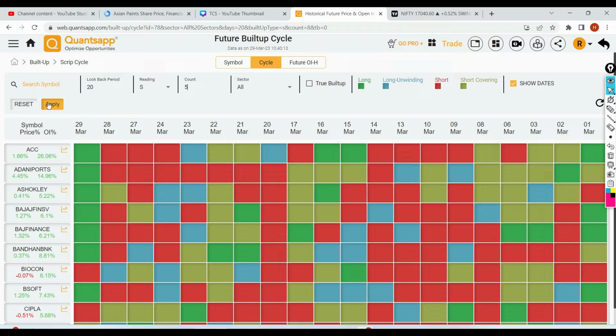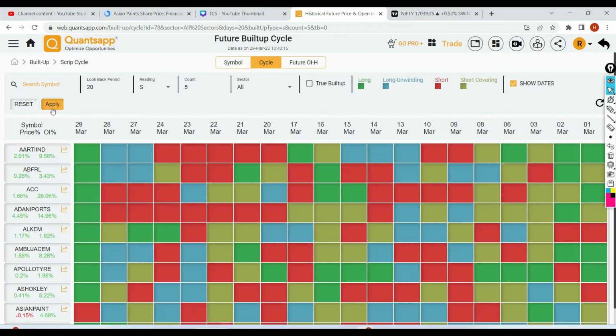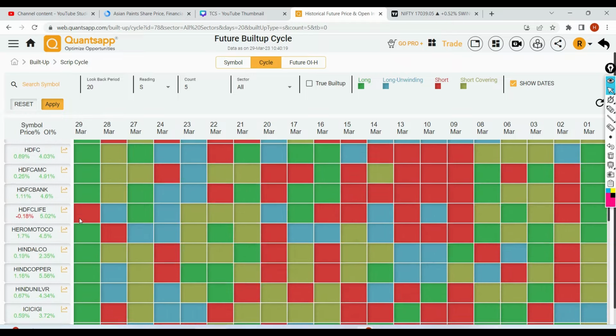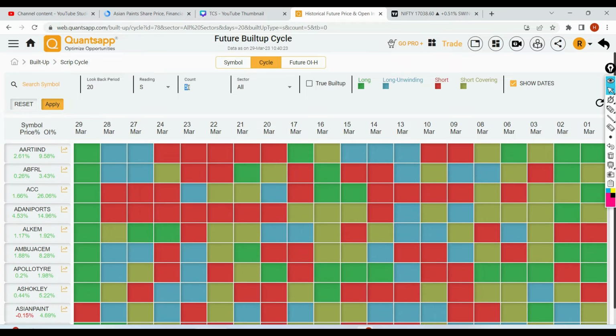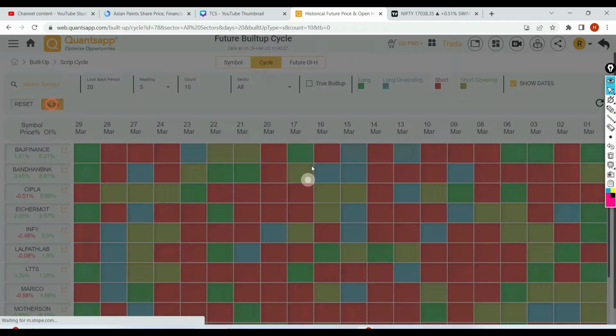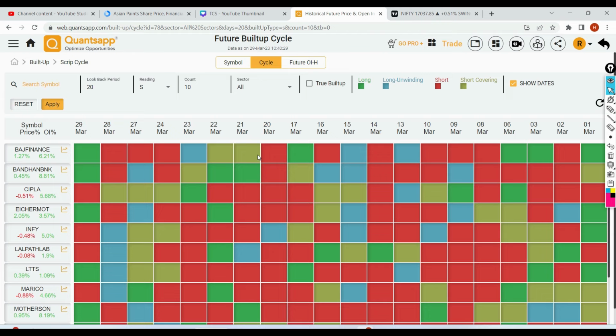This is how you have to play with the tool. The tool will help you get all this within a fraction of a second. Now you scroll, right? You will have the filtered stocks. Okay, let me go for like 10 days. I'm just showing the demo, right? Within this, these are all the stocks.